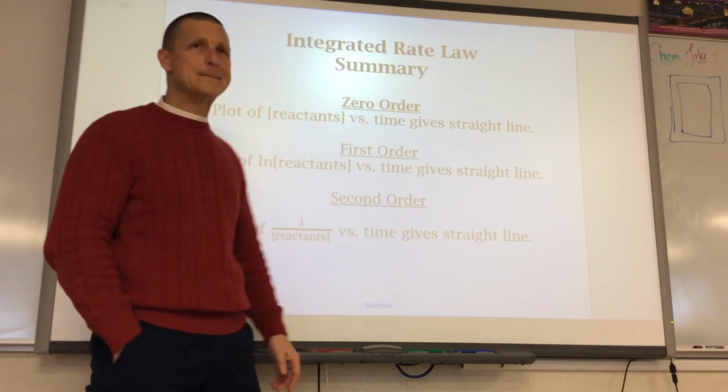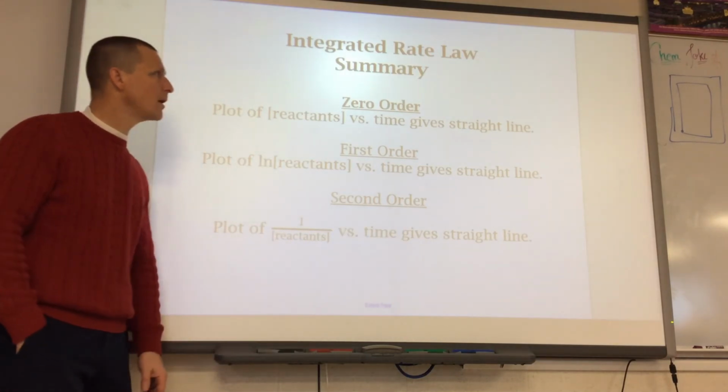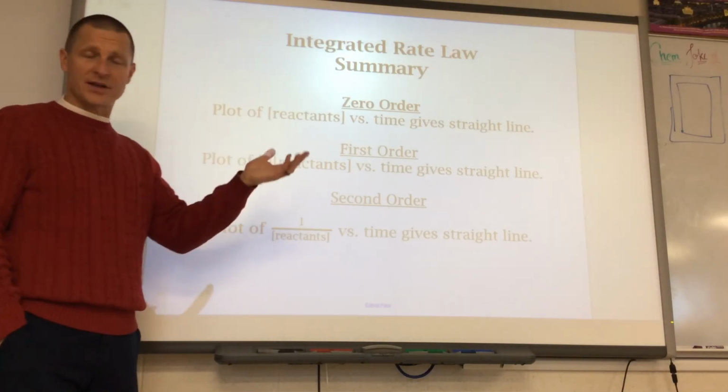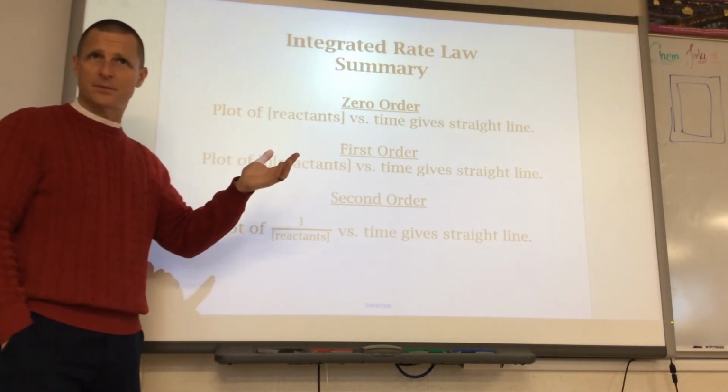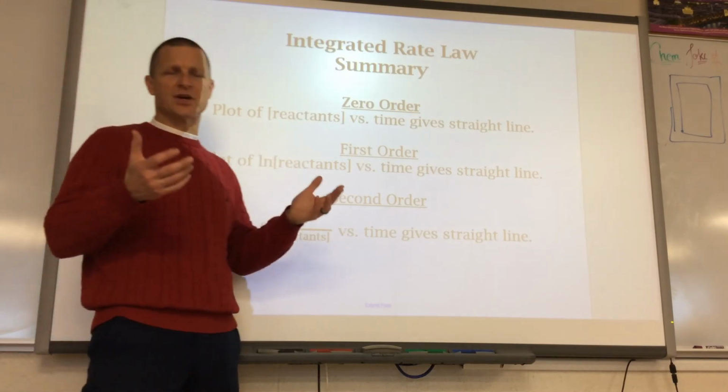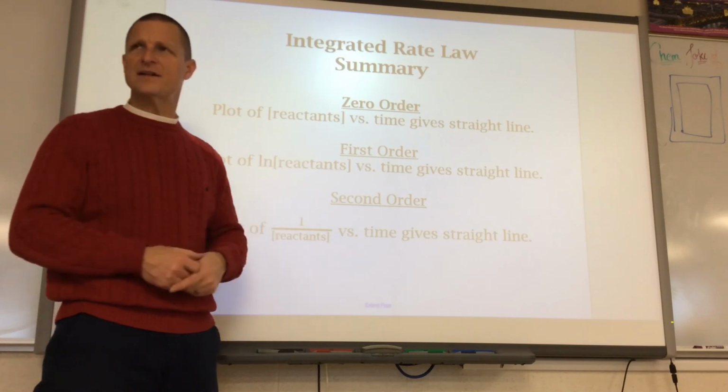Wait, so for the zero order, you're not going to see any difference in the reactants? Right. You can double the concentration of the reactants, but the rate's still the same. It doesn't affect the rate. All right, I see. So we can always control what the concentration of the reactants are, but then we see how fast the rate goes.